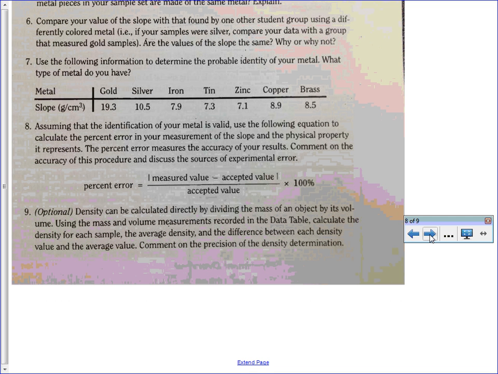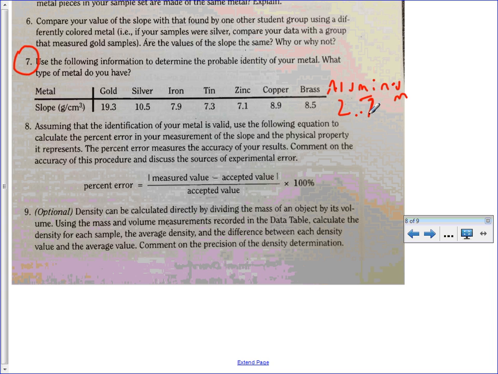You're going to use PostLab question number 7, which has a list of various metals and their slopes, which reflects the density of your sample. Your lab manual probably already has this written in, but if it doesn't, make sure that you include that the metal aluminum has a density of 2.7. That's pretty crude, but that's a 2.7. So you may have aluminum in your sample.